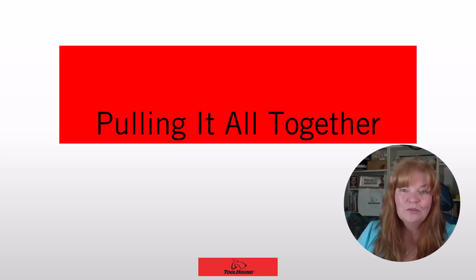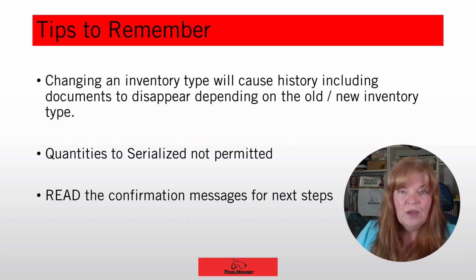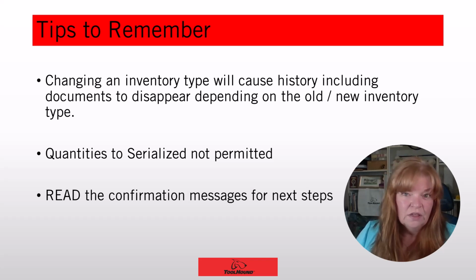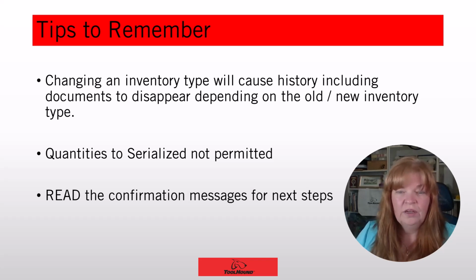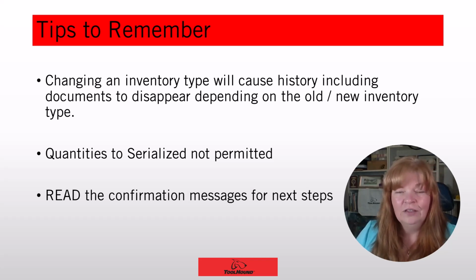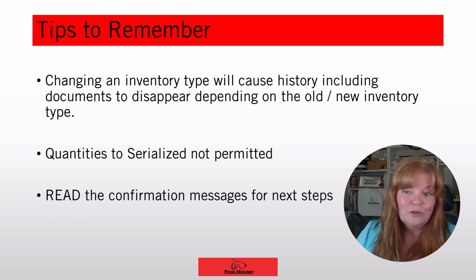Let's recap what we've covered so far. Depending on the old and new inventory types, this can cause sections of the history to disappear, such as documents or quantity on hand. This cannot be undone, so be certain what you're doing before you proceed. Serialized parts can only be changed to an inventory type with the same definition, so that would be a custom inventory type. And always, please read the confirmation message for the next step, as this will have impacts on future operations such as rentals and service.